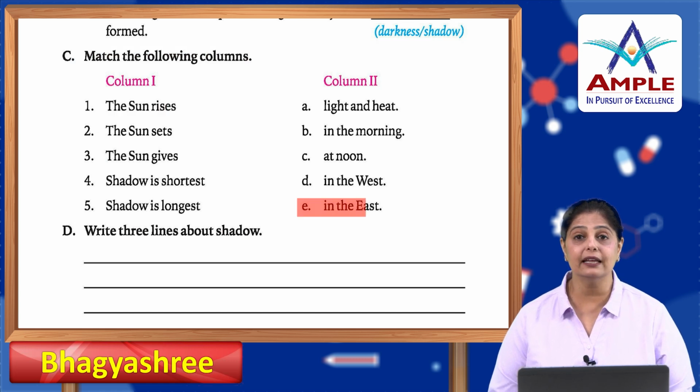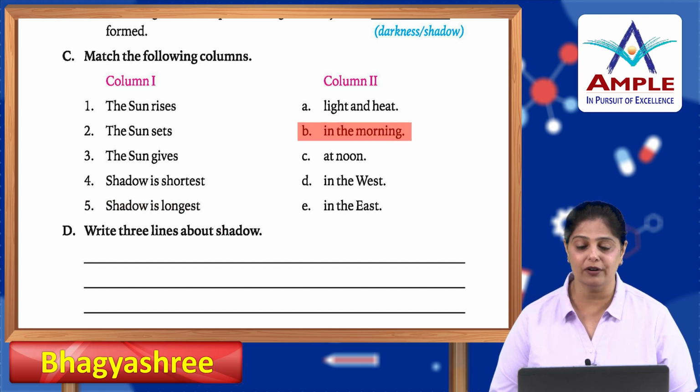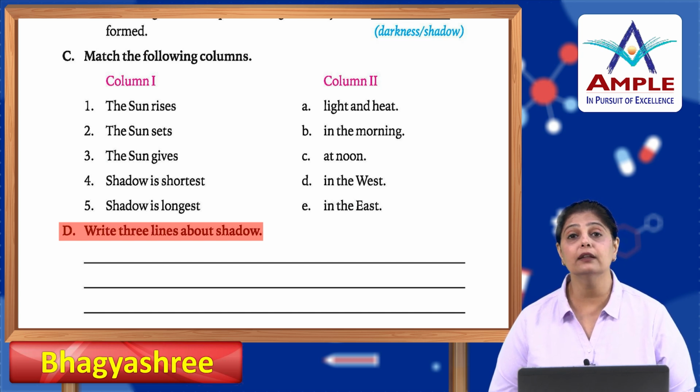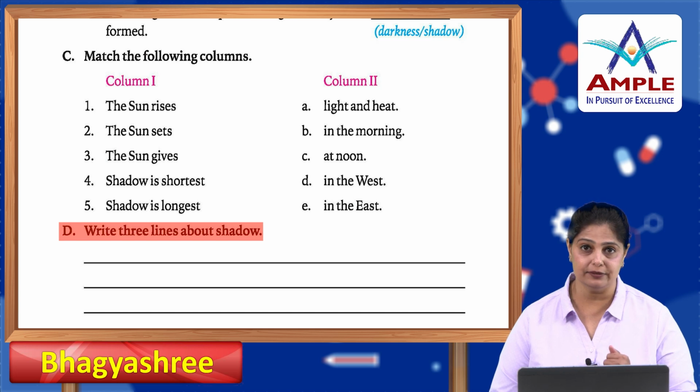The sun rises in the east. The sun sets in the west. The sun gives light and heat. Shadow is shortest at noon and shadow is longest in the morning. Alright. Now, you have to write 3 lines about shadow. Okay. You can say the shadow is long during the mornings and during the evenings. Shadow is shorter during the noon, okay, and shadow is formed when something obstructs the light. Alright, now, and it cannot be formed in darkness.